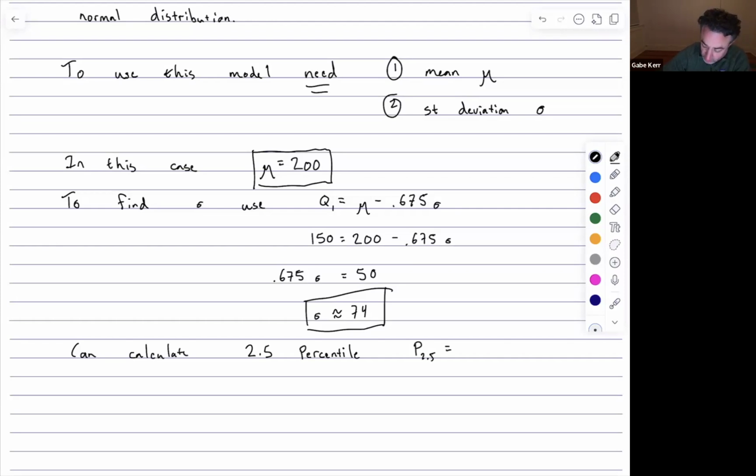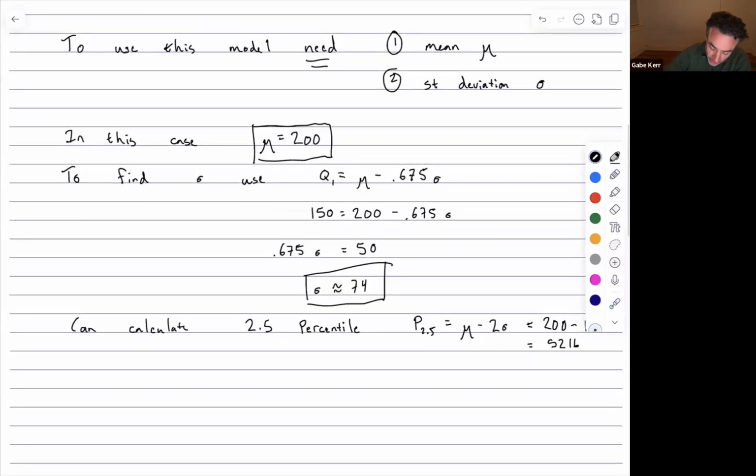This is equal to mu minus 2 standard deviations, 2 standard deviations before the average. So this is equal to our average, 200, minus 74 times 2, which is 148, which is equal to 52 pounds. That's a very low weight, but the 2.5th percentile is pretty low. You can also calculate the 16th percentile and the 84th percentile.